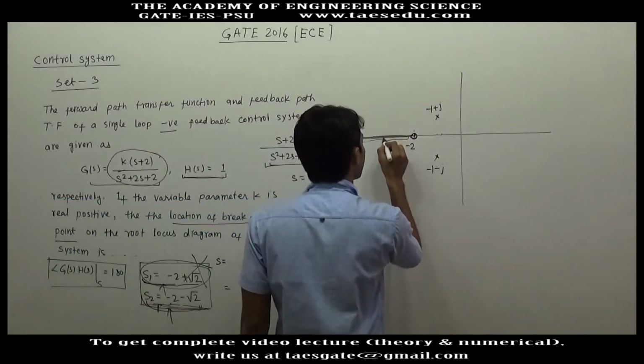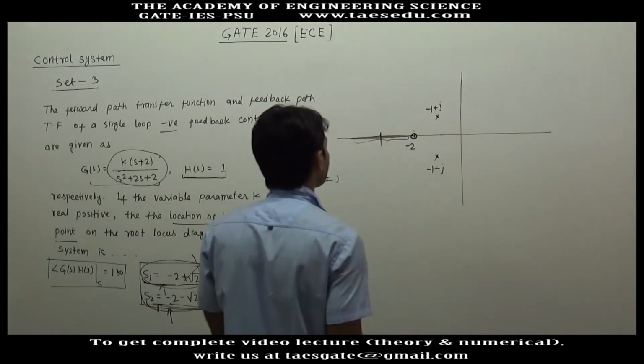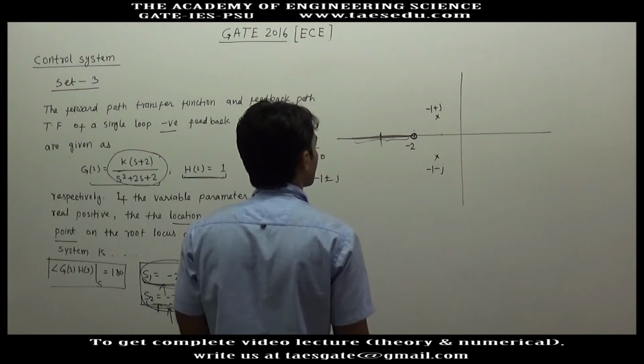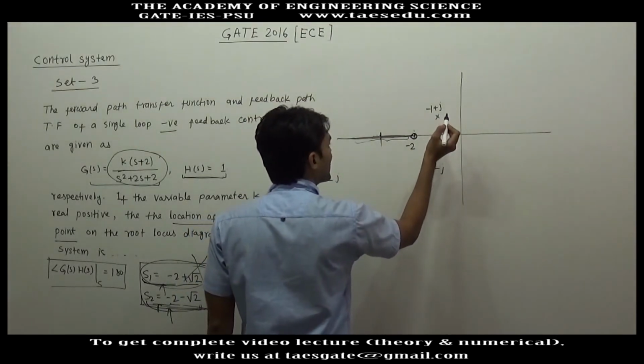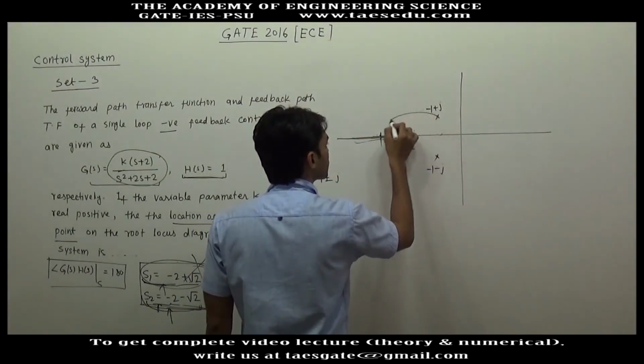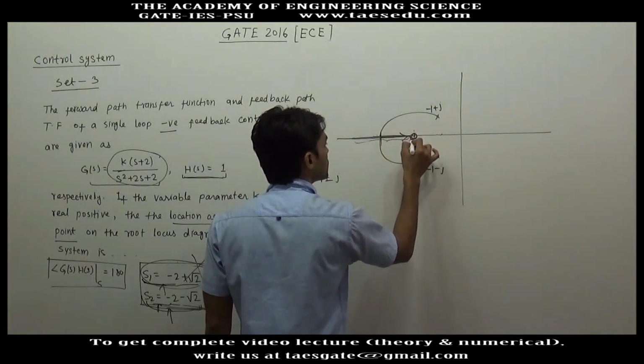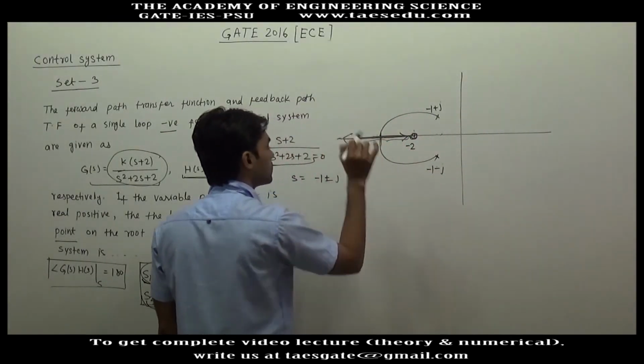So somewhere here we will have a breakaway point. So the root locus will be like this, then it will have breakaway. One root will terminate to 0 and other will terminate to infinity.